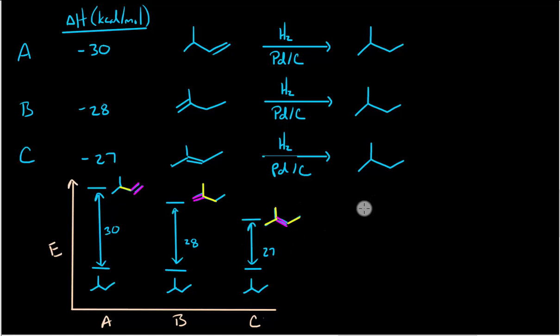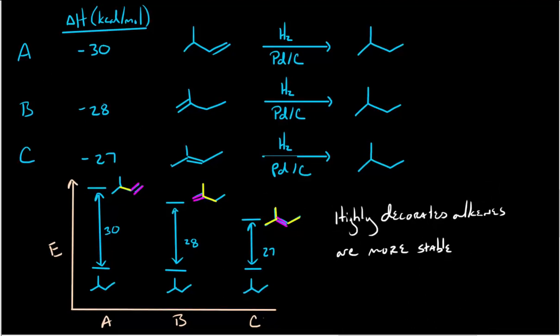And so the general conclusion, or the general trend, that we can draw from this kind of data is that the more highly decorated your alkene becomes by non-hydrogen units, the more stable it becomes as well.